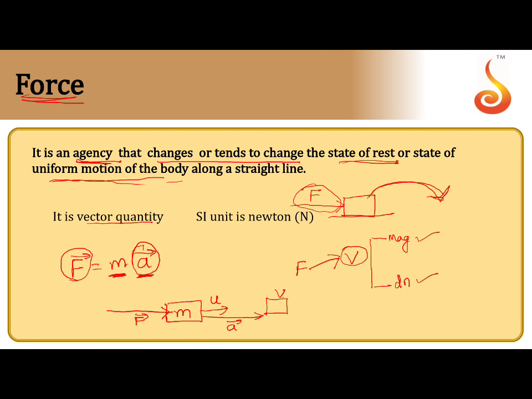Suppose if the body was moving with a velocity equal to u and the mass of the body equal to m, over a period of time, the velocity decreases and the velocity becomes equal to 0. That means there is a retardation in the body or the acceleration is acting in the opposite direction. Then the force acting will be in the direction of acceleration. So this unit will be kg meter per second square.